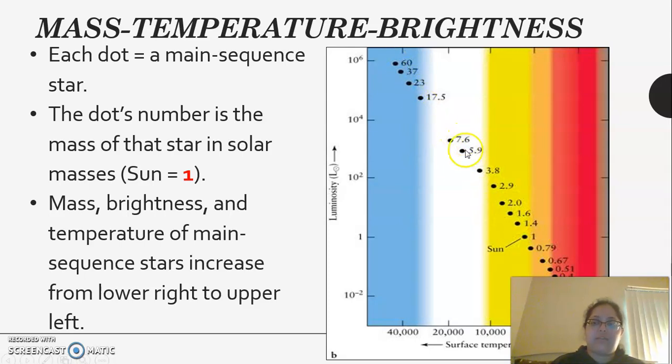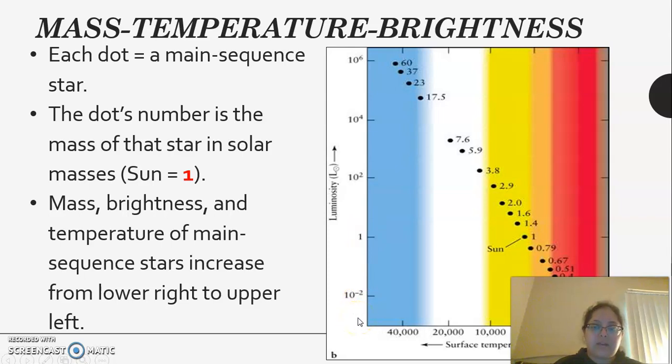So this is the mass of the stars in relation to our sun. Our sun is 1, and if a star is smaller, less heavy, it's going to be less than 1, and if it's heavier, it's going to be bigger than 1. As you notice, as we get bigger, we go to the top left. And our surface temperature, as we move to the left, gets hotter.